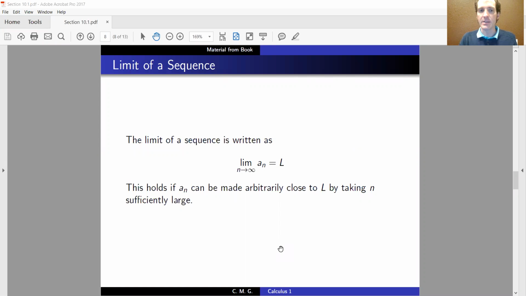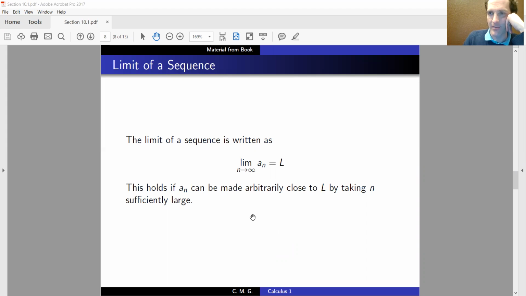The limit of a sequence is written as the limit as n goes to infinity of a_n equals L. This holds if a_n can be made arbitrarily close to L by taking n sufficiently large. So basically, if I can get really close to the number L by taking more and more terms in my sequence, the farther along in my sequence I go, the closer I will get to L. That means that I'm going to end up going to L. So the limit is going to be equal to L, and we say that this sequence converges to L. So converges means it goes to that.